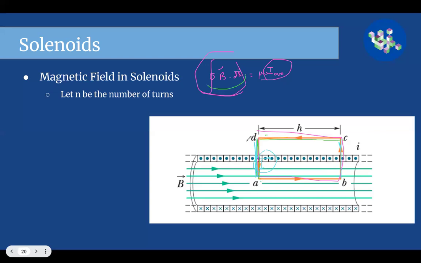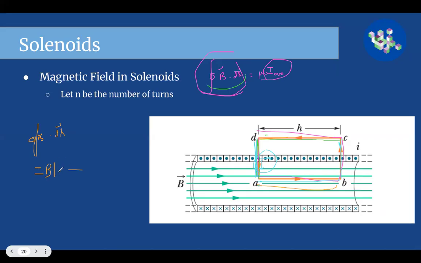So the only contribution to the integral would be the bottom part, which is where we have the path that's moving parallel to the magnetic field. And because it's infinitely long, the magnetic field everywhere along this segment of the path will be equal. We can make that approximation. So we can say that the path integral of B dot dl, because dl is always parallel to B, just equals B times the length.